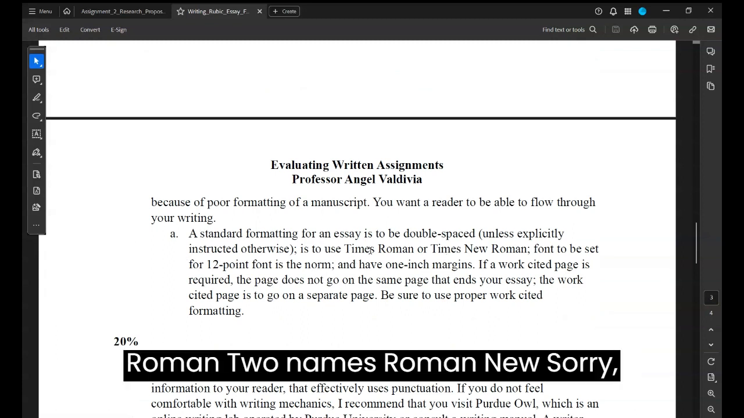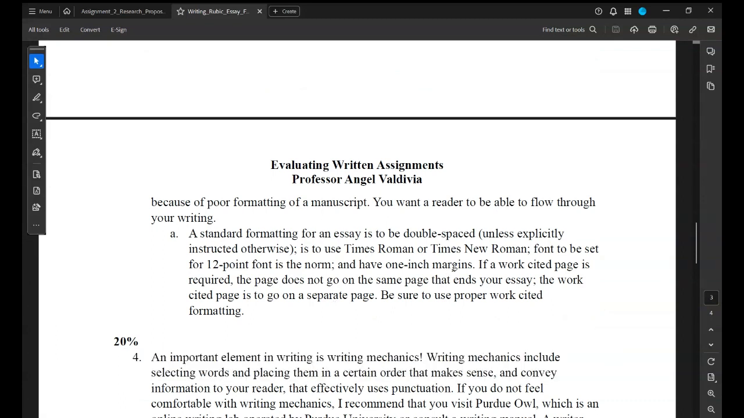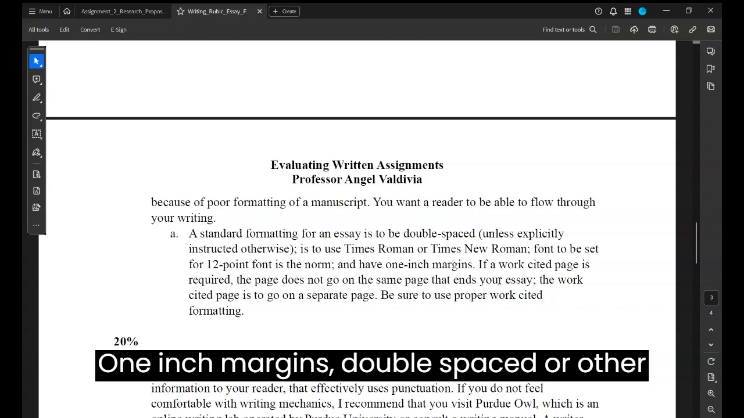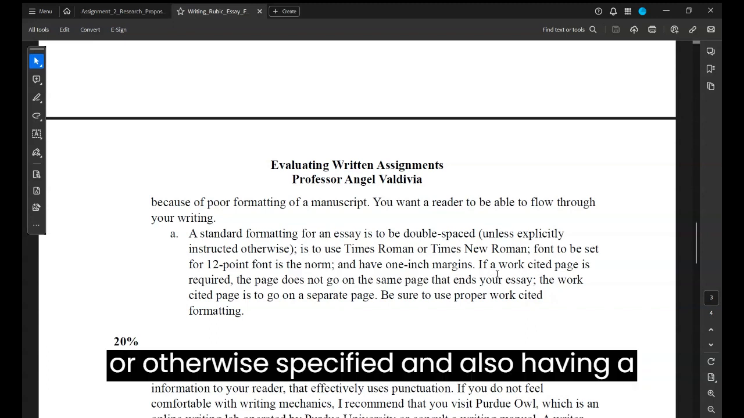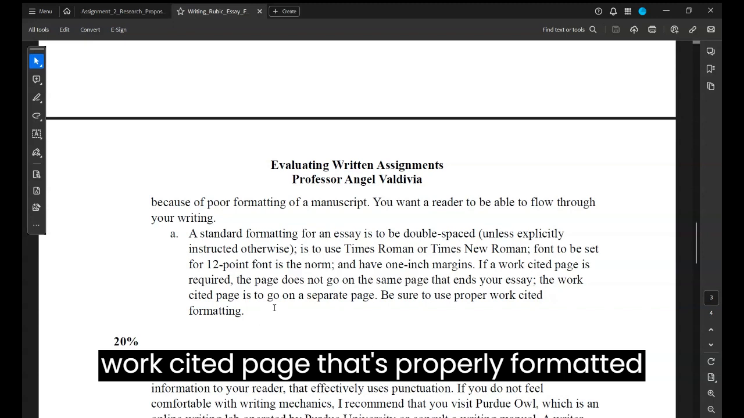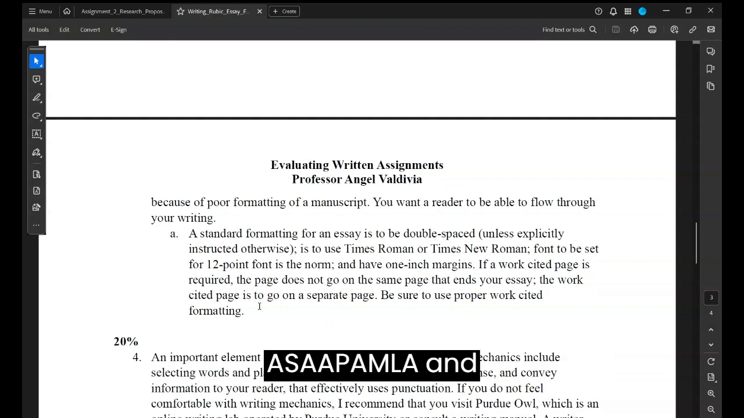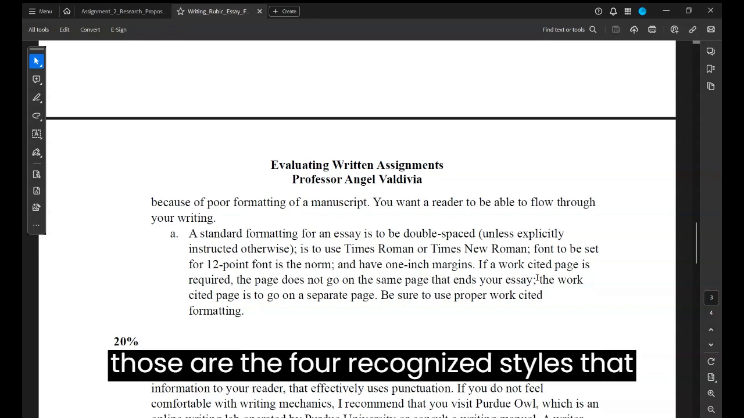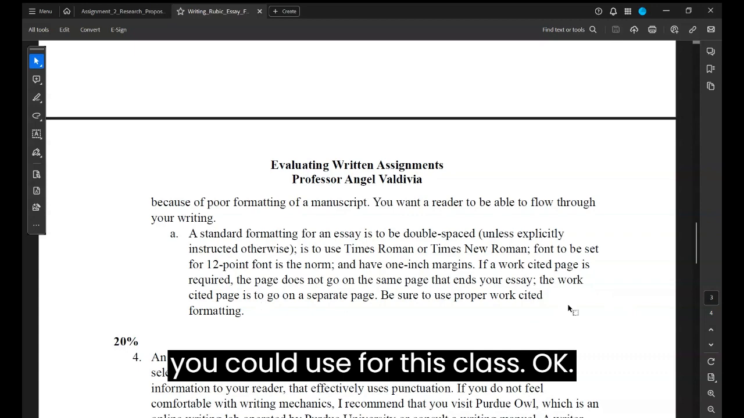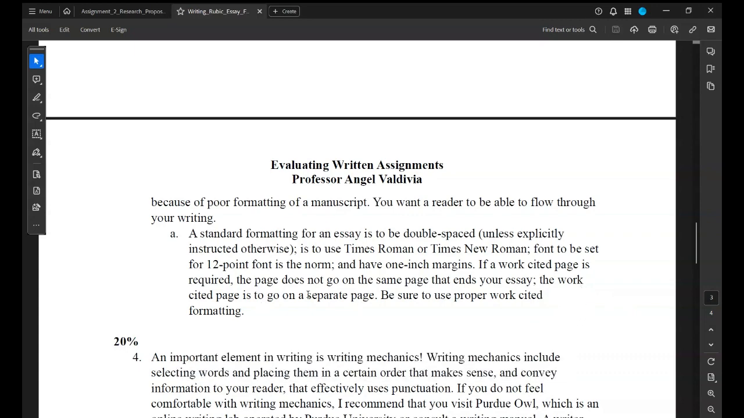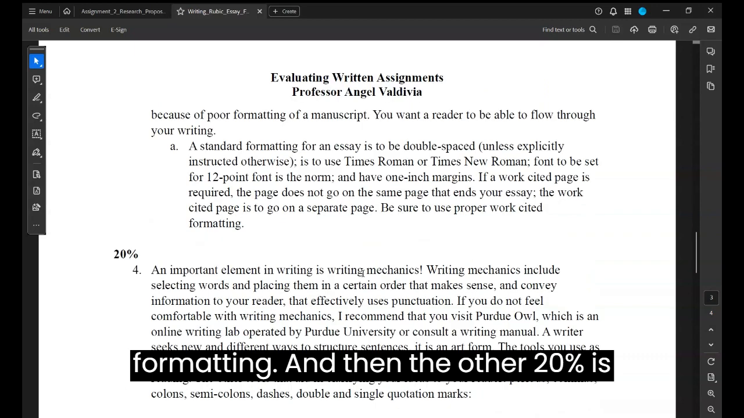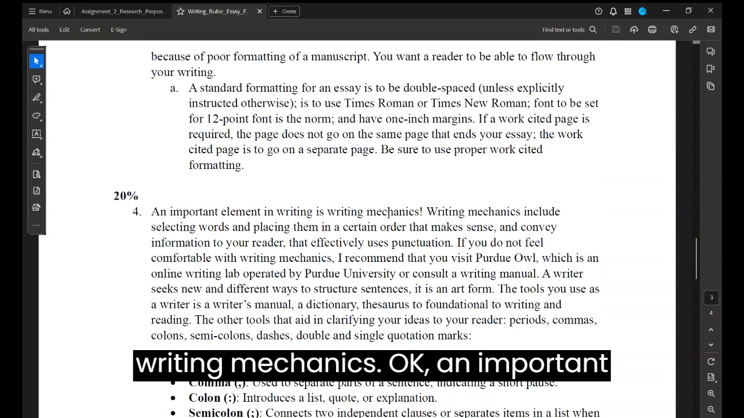12-point font, Times New Roman, 1-inch margins, double spaced or otherwise specified, and also having a works cited page that's properly formatted. And it could be formatted, as I mentioned prior with the assignment 2 prompt, in ASA, APA, MLA, or Chicago style. Okay, so those are the 4 recognized styles that you could use for this class. All right, so that's the formatting, and then the other 20% is writing mechanics.